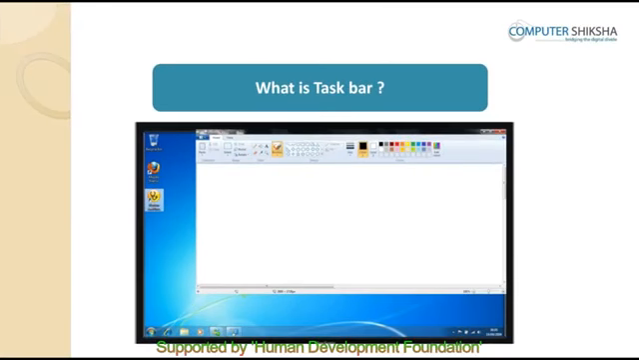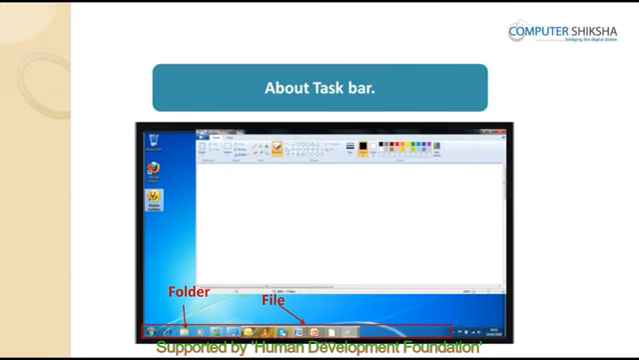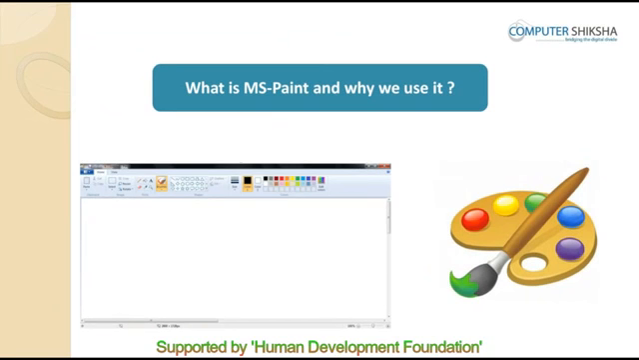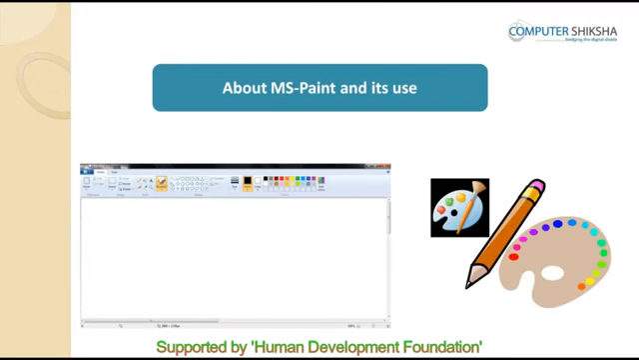Can you tell what is a taskbar? Taskbar is like a scale and it tells you about the files or folders that you are either working on or have hidden from the screen. What is MS Paint and what do we use it for? MS Paint is a software which we use to draw things.